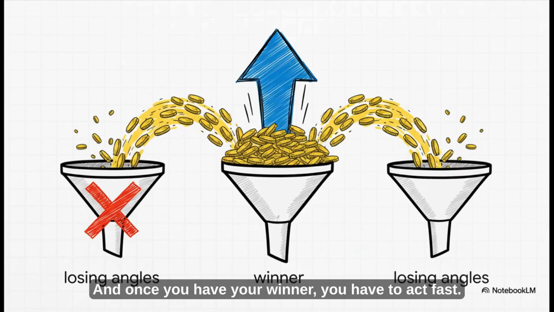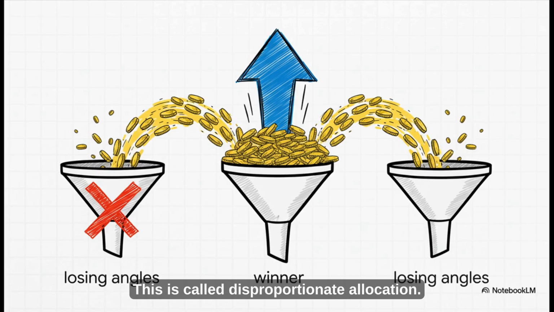And once you have your winner, you have to act fast. You take every single dollar from those 2 losing angles and you reallocate it immediately to the winning angle. This is called disproportionate allocation. It's how you go from slow, incremental growth to explosive, nonlinear results. You've found the signal in the noise, and now it's time to amplify it.